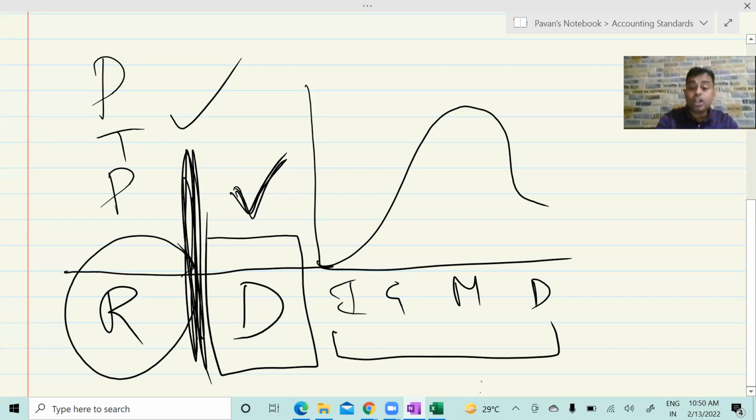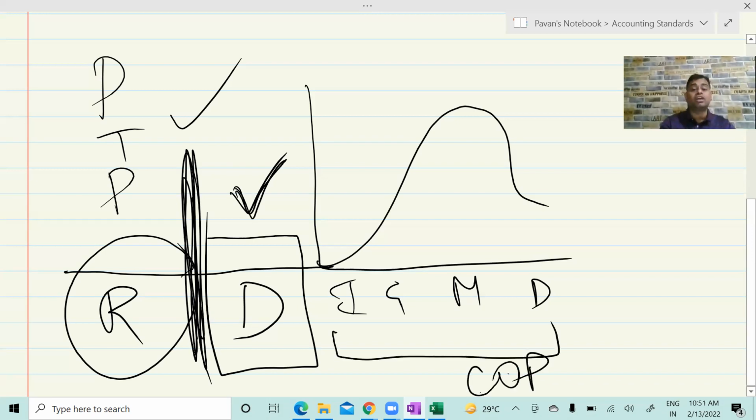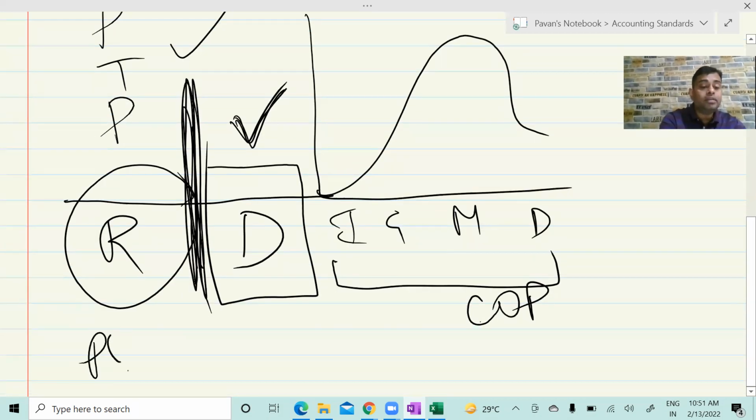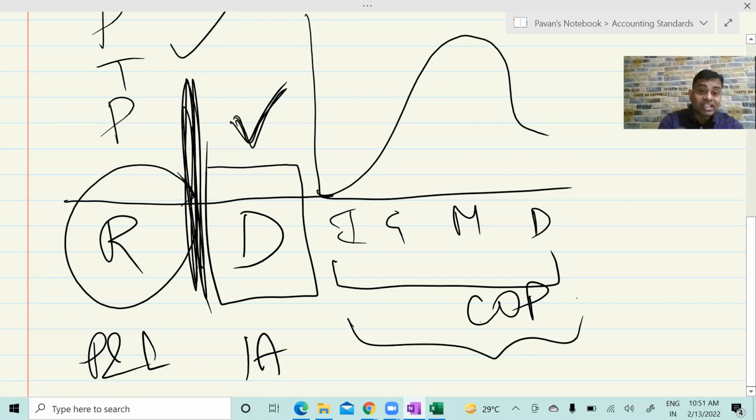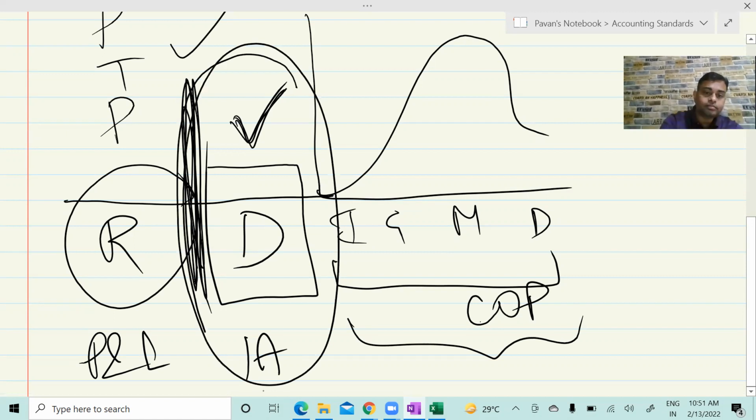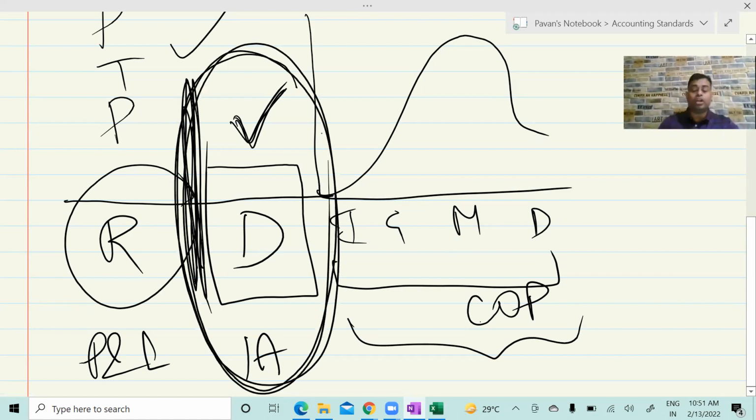Here, it goes to cost of production. Whatever cost you have incurred in this stage will go to cost of production. So this will go to P&L. This will be an intangible asset. This will be cost of production. So this standard covers this part. Are you getting my point?